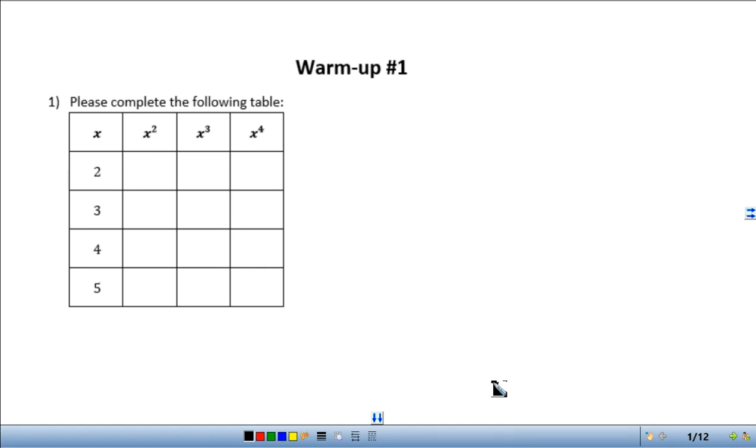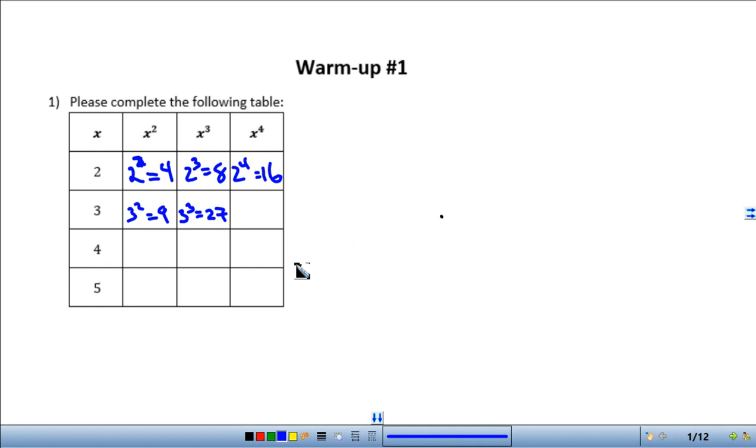So, you have a warm-up. And all you have to do on the warm-up is plug it in, plug it in. So what I'm talking about is, let's put it in blue. So you have x is 2. So 2 to the second power, 4. 2 to the third, 8. 2 to the fourth, 16. 3 to the second, 9. 3 to the third, 27. 3 to the fourth, 81.